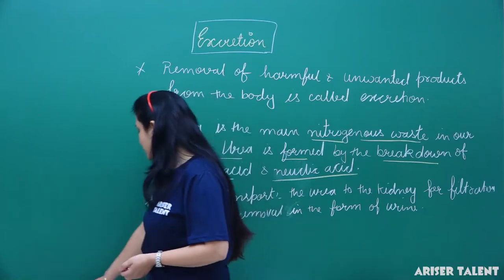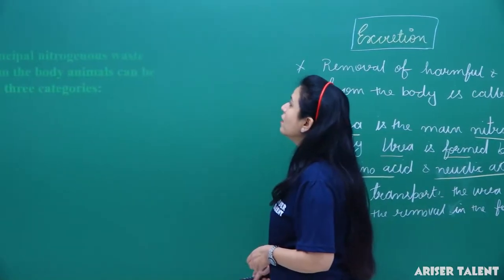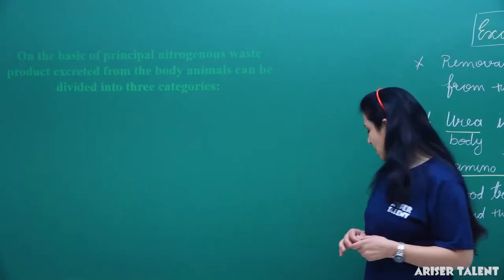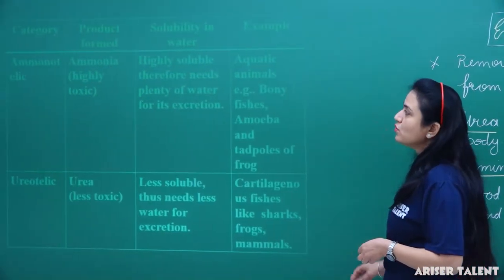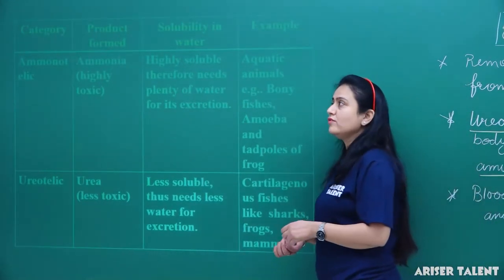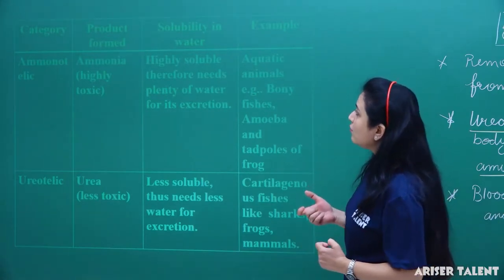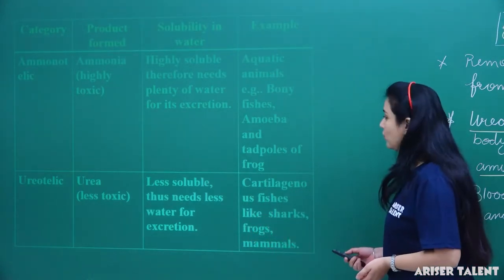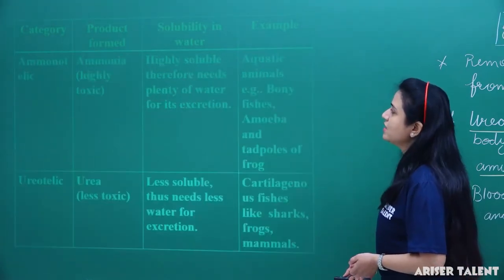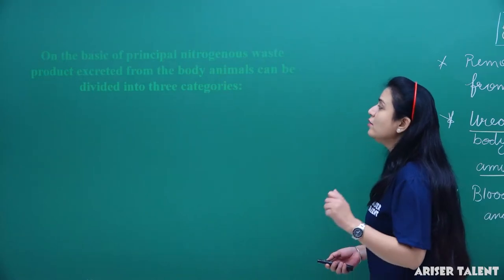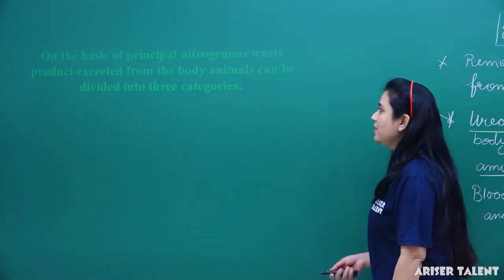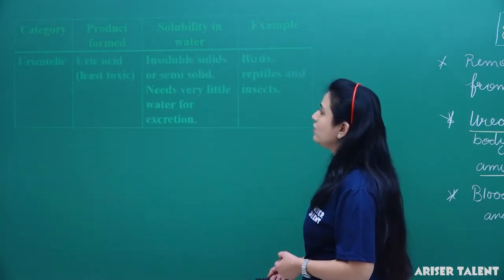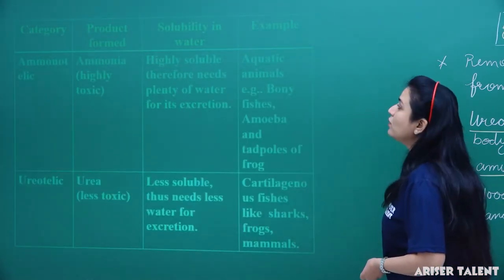Okay, now on the basis of the principal nitrogenous waste product excreted from the body, animals can be divided into three groups. What are they? They are ammonotelic, ureotelic and uricotelic. Clear? So first of all we are going to talk about ammonotelic.